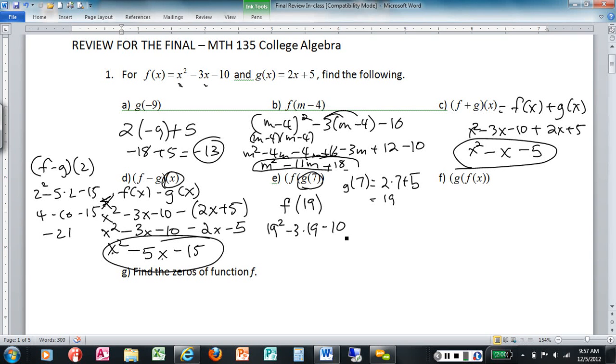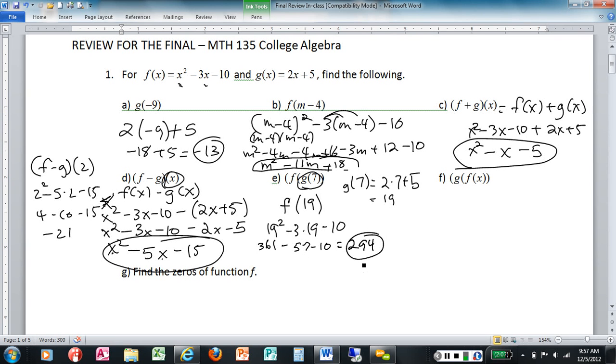So when they're nested like that, you just kind of work your way out. Do the inside part first and then plug that in and do the other. Let's see, 19 squared, 361, thank you. 3 times 19 is 57. And then minus 10, so I'll wind up with 304 minus 10, 294. Okay. All right, so E, I get 294.